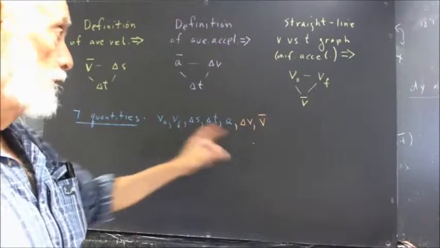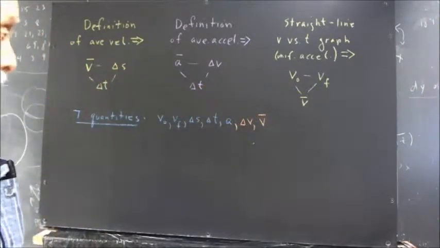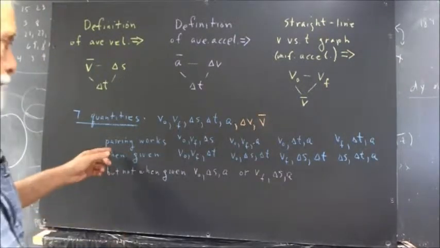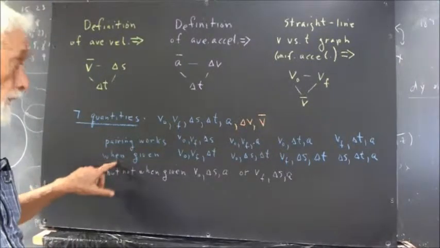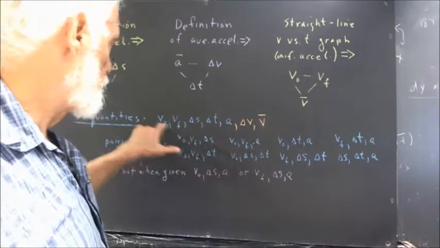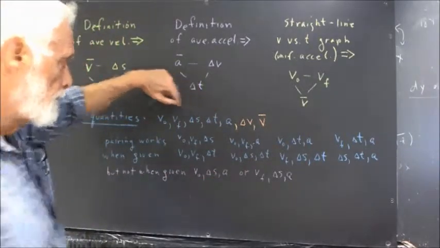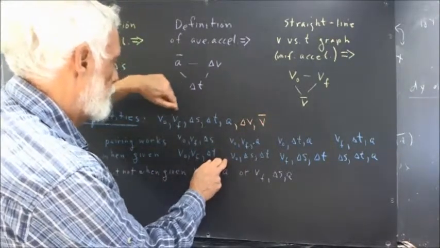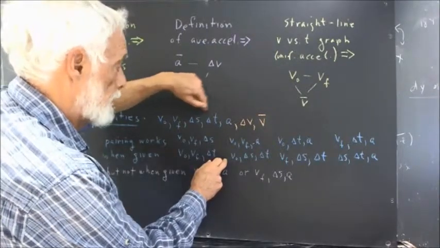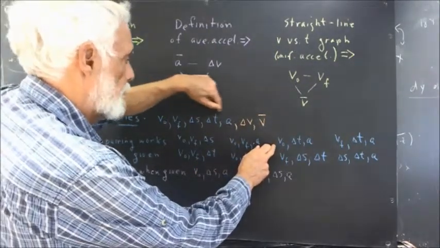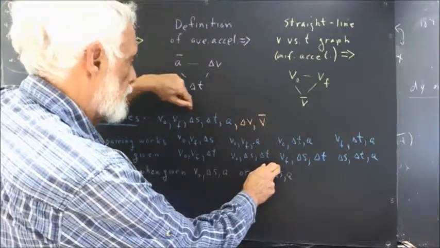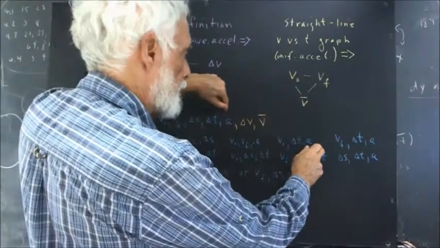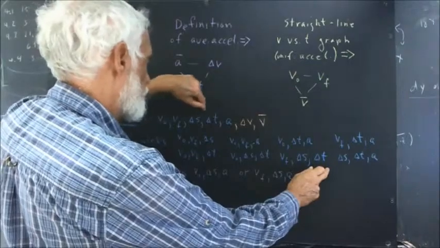And they're related when we try to do the reasoning with these pictures. So let me write in a statement here. I'm going to say that this pairing process, that I'll illustrate here in just a second, works whenever we're given this combination: v naught, vf, delta s, or v naught, vf, delta t, or v naught, vf, a, or v naught, delta s, delta t, v naught, delta t, a, vf, delta s, delta t, vf, delta t, a, or delta s, delta t, a.